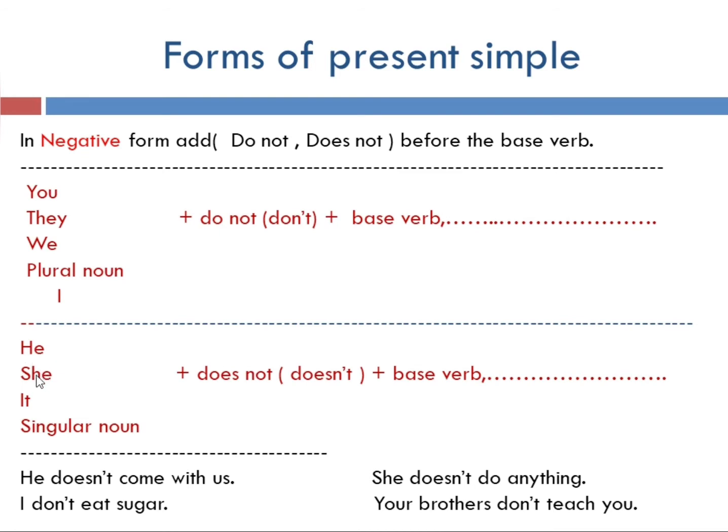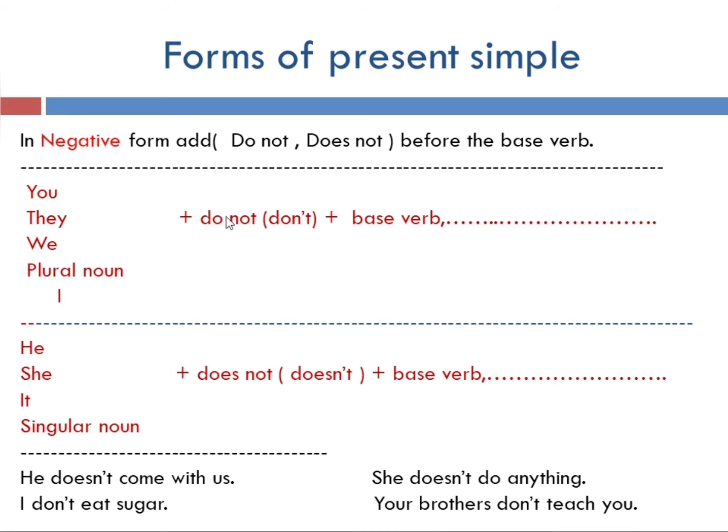If we have these subjects like he, she, it, or a singular noun, we will just add does not, or we can say doesn't, like this one. Then we add the base verb. So one thing is different.